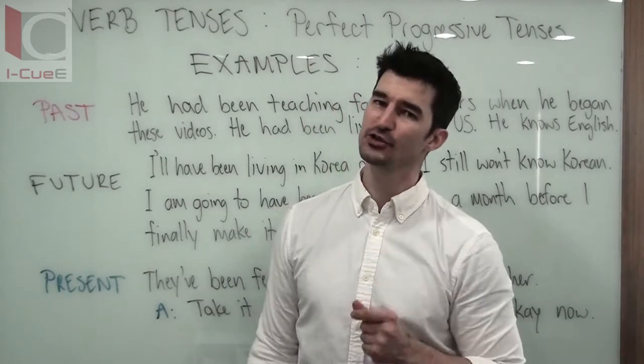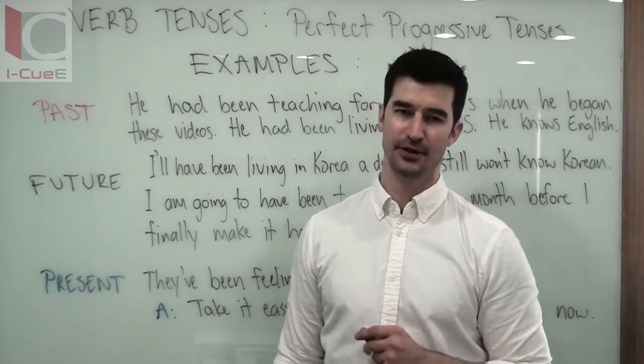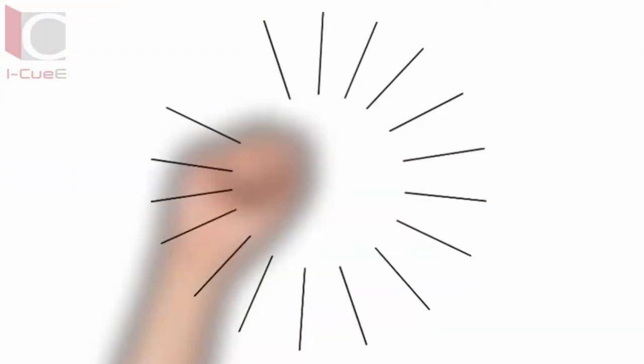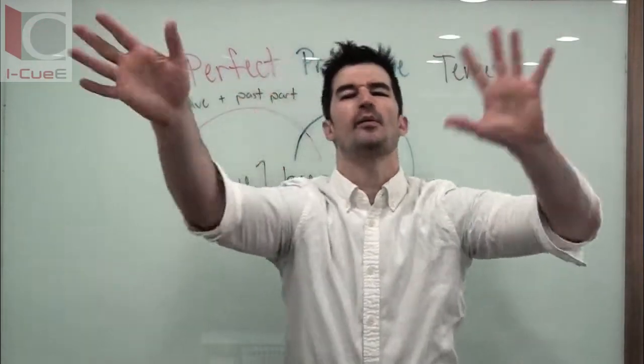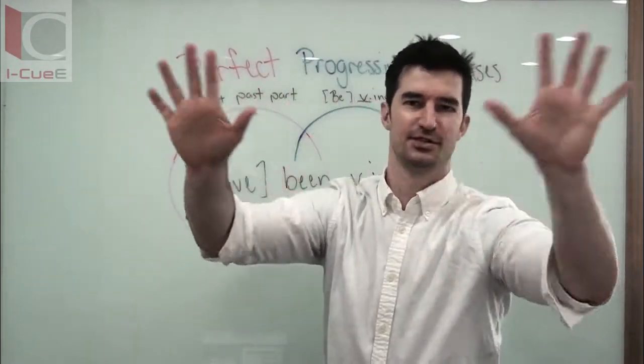Anyway, those are some examples. Let's review. Perfect progressive tenses. Wait. I'm sorry. Stop the review.